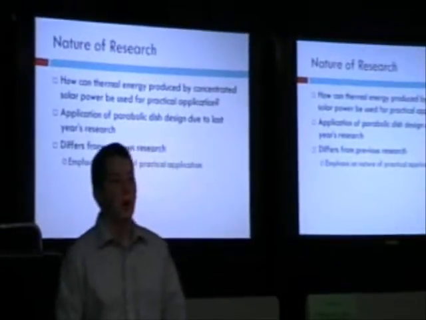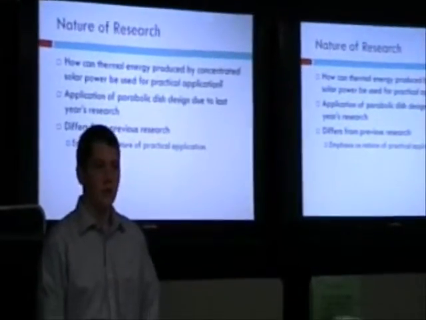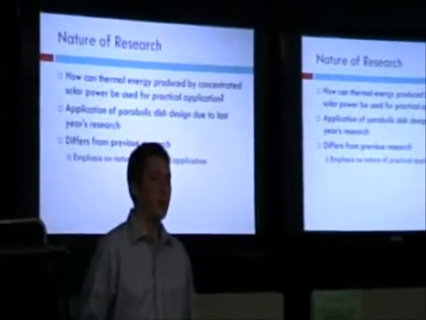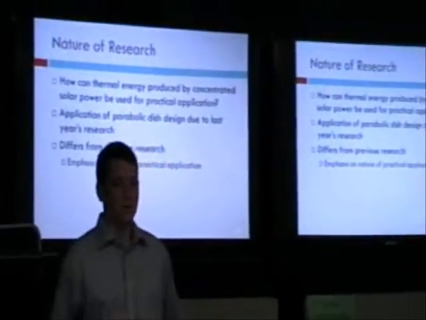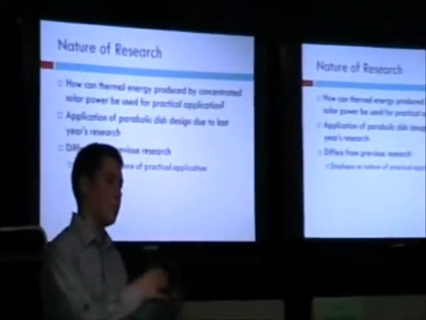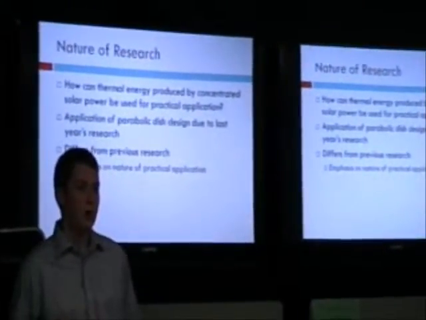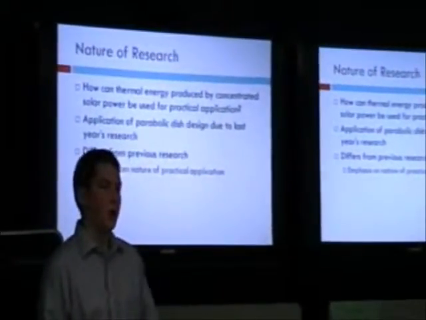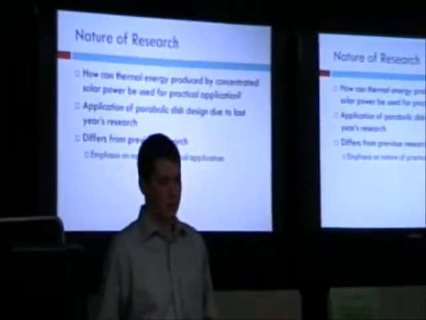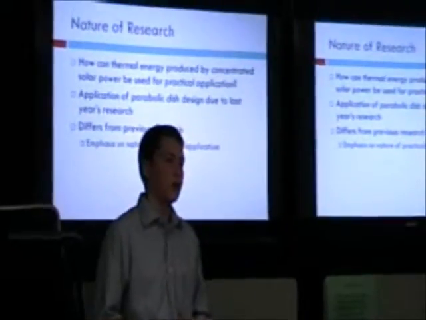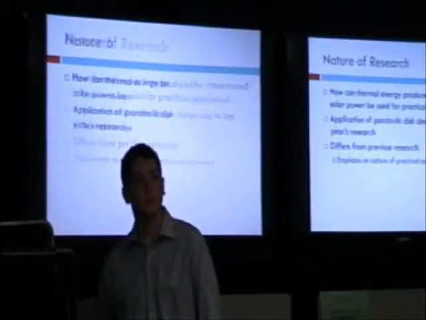The research question was, how can thermal energy produced by concentrated solar power be used for practical application? I had chosen to use a parabolic dish design, especially due to the research I did last year. Last year I did more of a comparative study of many different types of designs. This year I really focused on this one particular model. It differs from my previous research because I was looking at practical applications of this technology, whereas last year my product was more of a proof of concept, just to show that you can concentrate solar energy and create power using that. This year, how do we use this for practical applications, and what aspects are important in this?